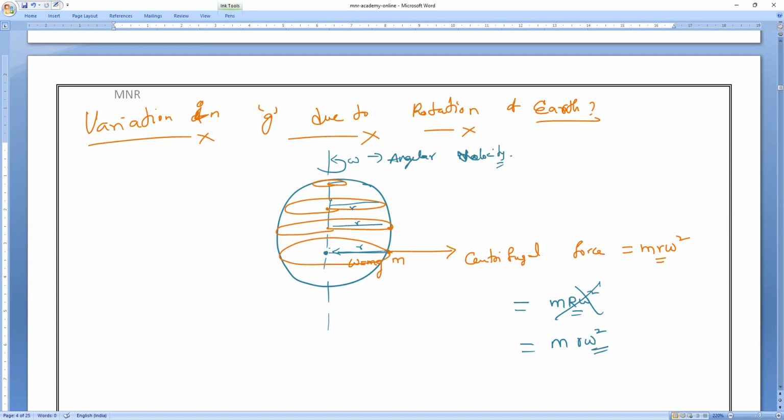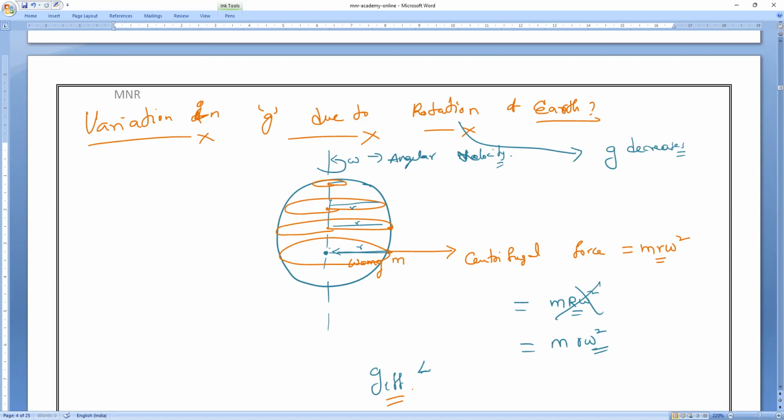Now, as the R keeps on varying, what is the G effective? That is the effective resistance. So remember the G effective. As for the variation in G due to rotation of the Earth, remember, because of the rotation there is a slight decrease in the G value.